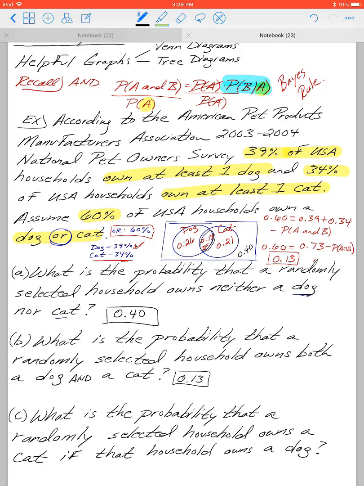Okay, so let's see, what does it say? They have a cat knowing that they already own a dog. So we're curious about the probability of a cat given that we know this household owns a dog. Looking up top, remember we put the intersection on the top of our fraction and we divide by the thing that we are assuming, right? So first we'll say probability of cat and dog, and then we will divide that by probability of a household owning a dog.